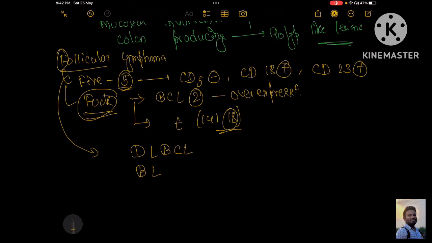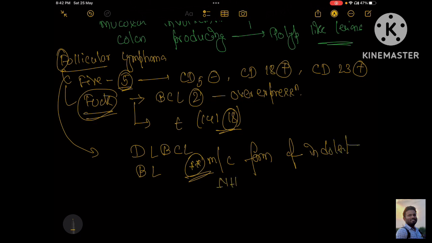So, what is diffuse large B-cell? There is another point in follicular lymphoma. It is the most common form of indolent non-Hodgkin lymphoma. What is the meaning of indolent? Low grade.